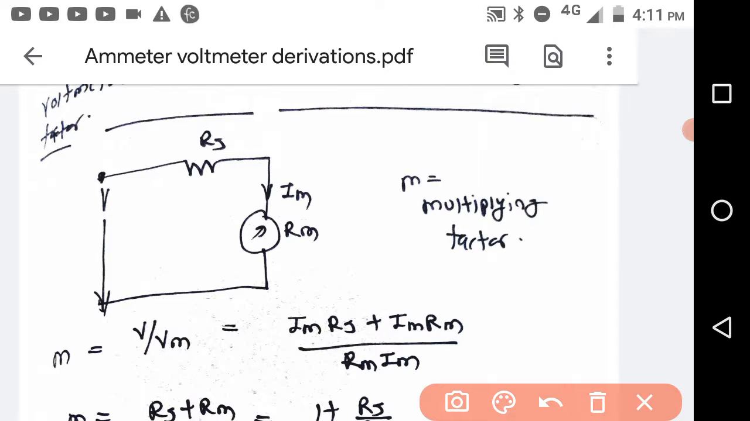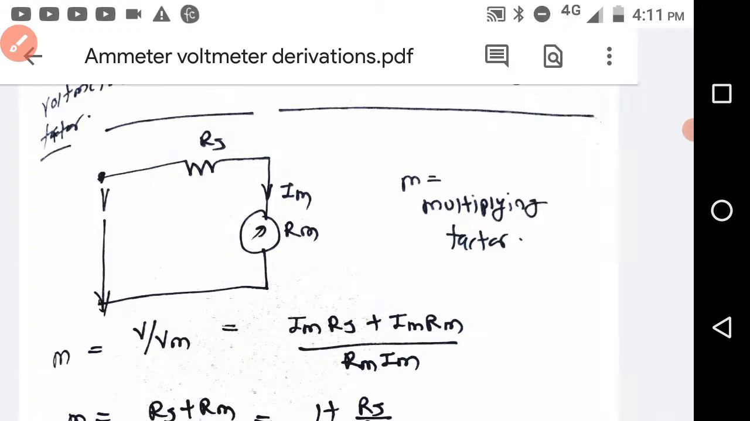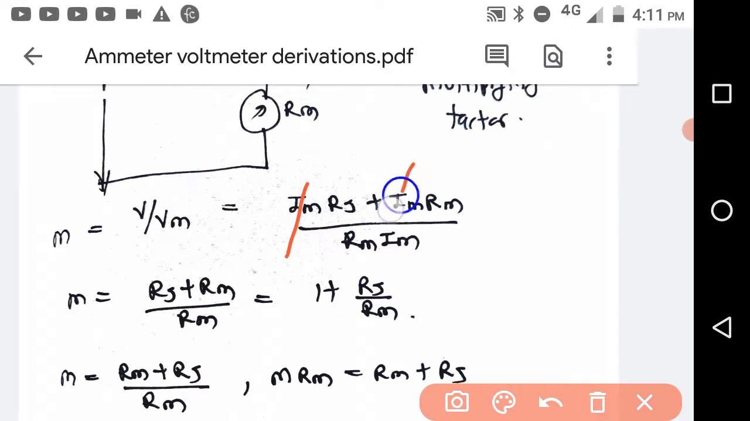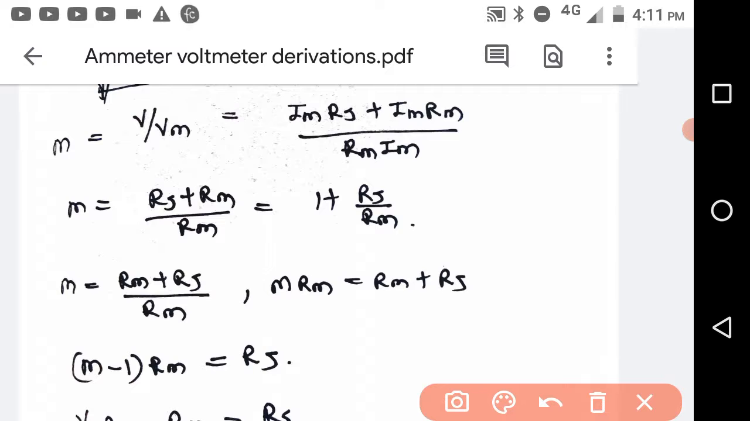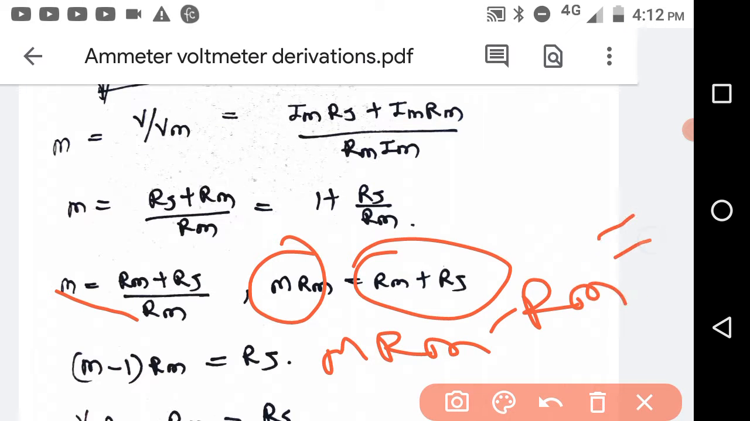So what is V? V is the input voltage, that is equal to IM, the current flowing through the circuit, so that is equal to IM into RS plus IM into RM. And what is VM? VM is this one, IM into RM. So here you can cancel this IM, you will get RS plus RM divided by RM. So that is equal to 1 plus RS by RM. So here also, if you take this RM here, you will get M RM is equal to RM plus RS.